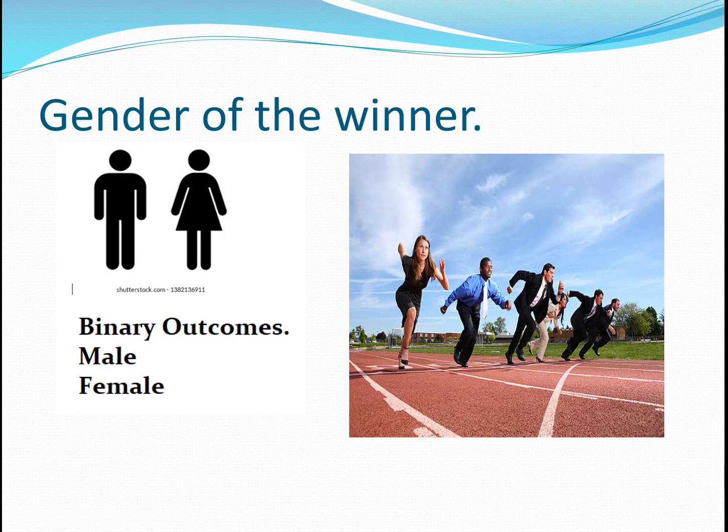So hypergeometric distribution is relevant for binary outcomes. Now, not all experiments having binary outcomes are hypergeometric. There are certain other assumptions. So this is just the first assumption of hypergeometric distribution, that the outcomes are binary.